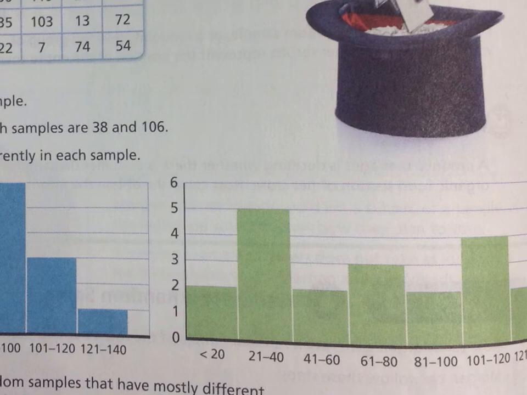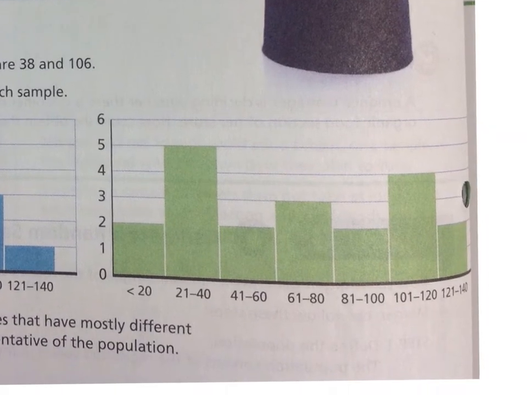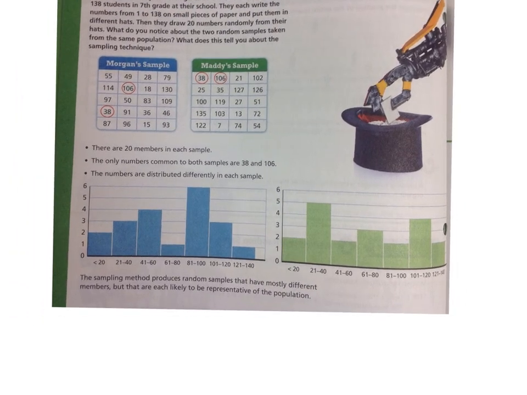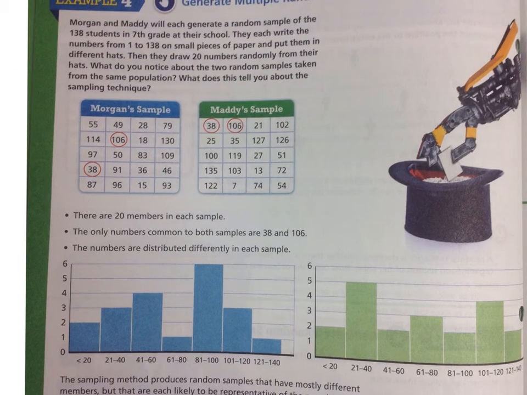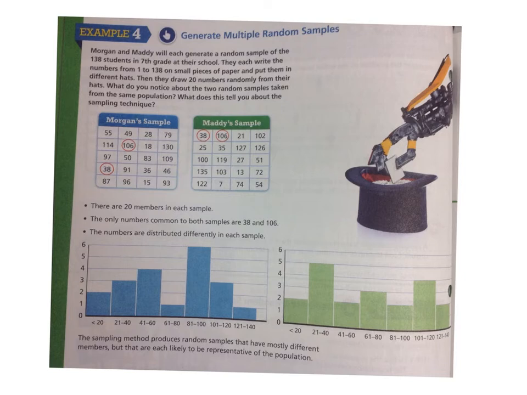And then they did the same thing for Maddie. So Maddie's most common interval would be 21 to 40. So you can see the bars are not the same, so they have different distributions. And so it is pretty good randomness that we have. Out of 138 numbers, we picked 20, and only 2 numbers matched. That's telling us that we probably do have a good random sample here with how we did this.